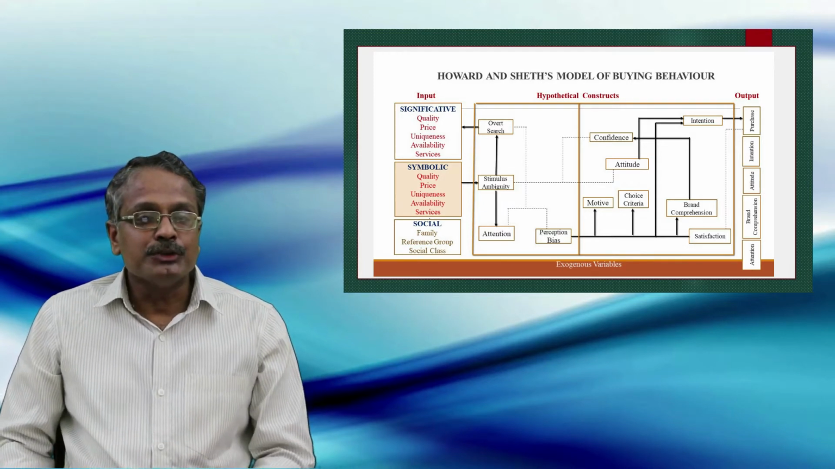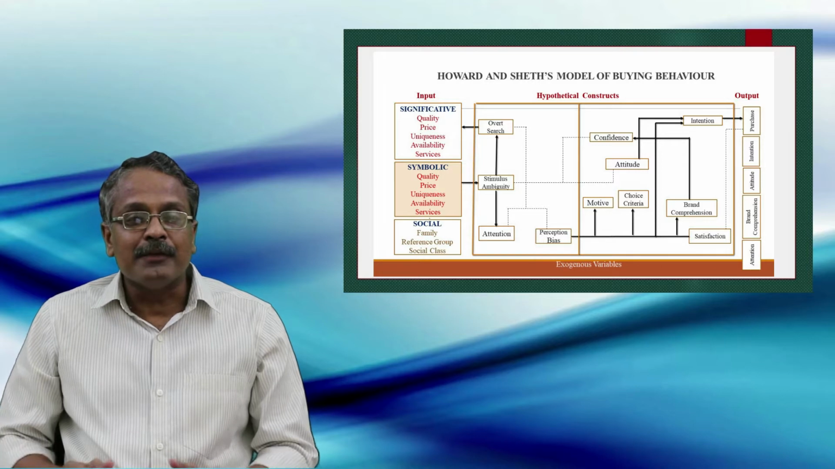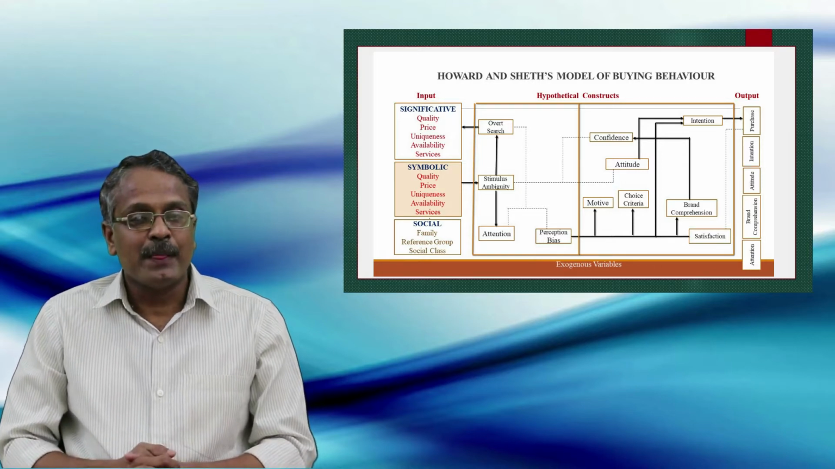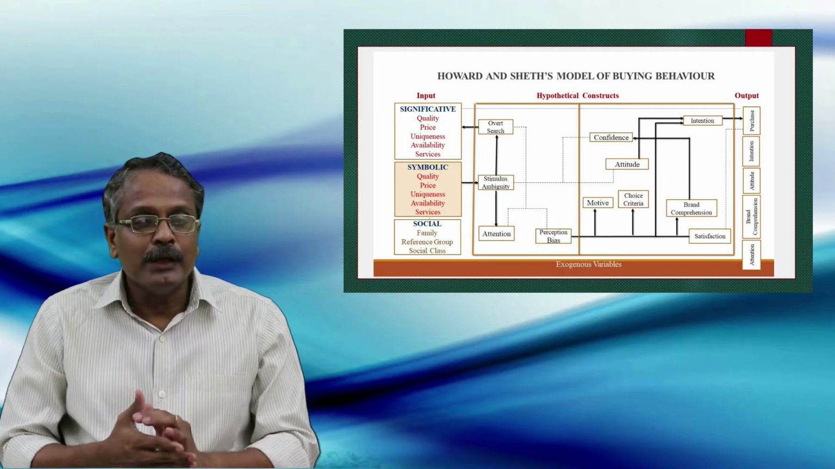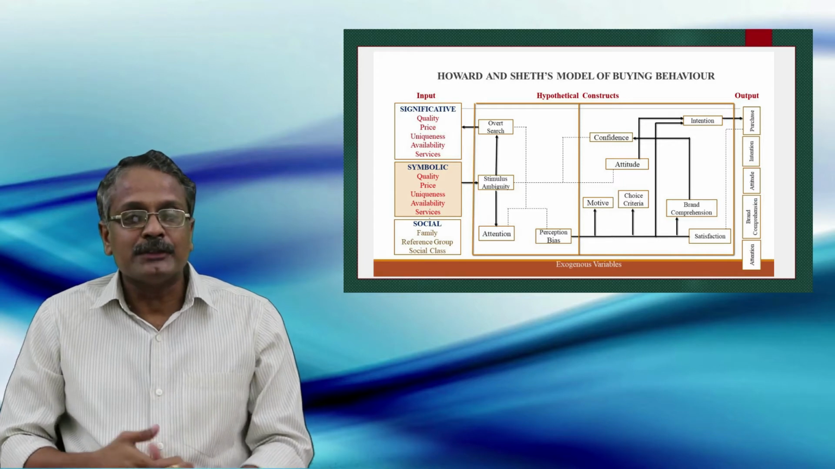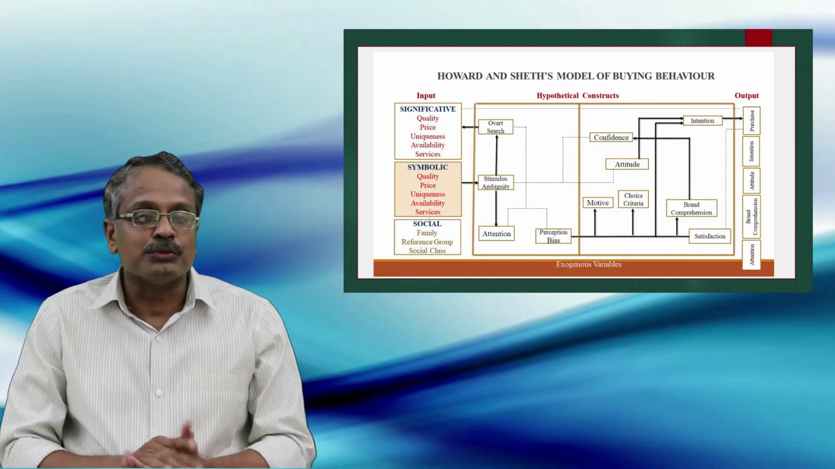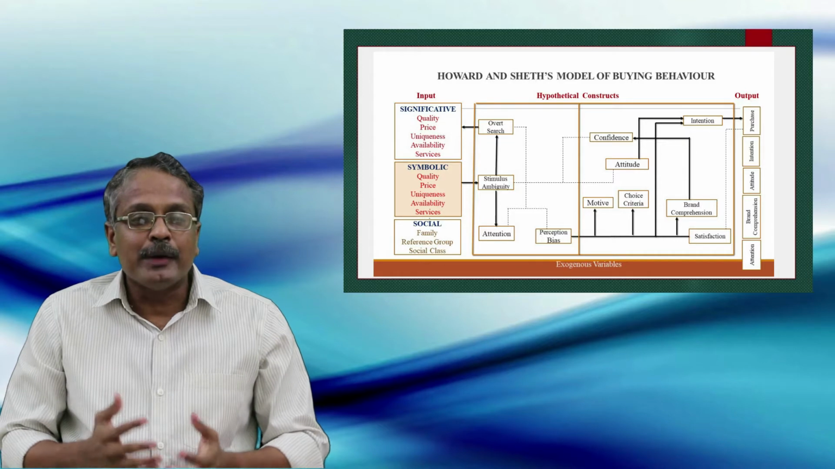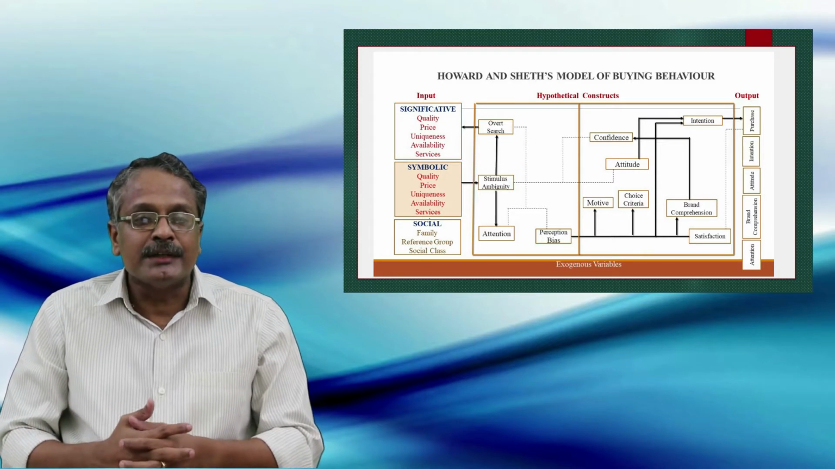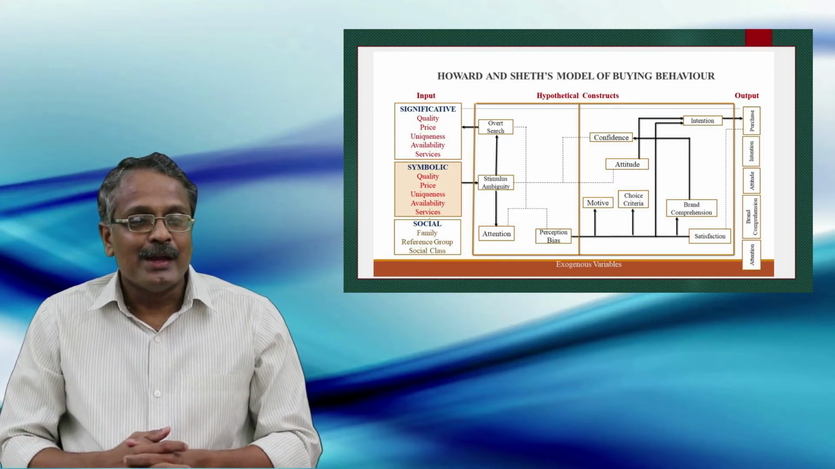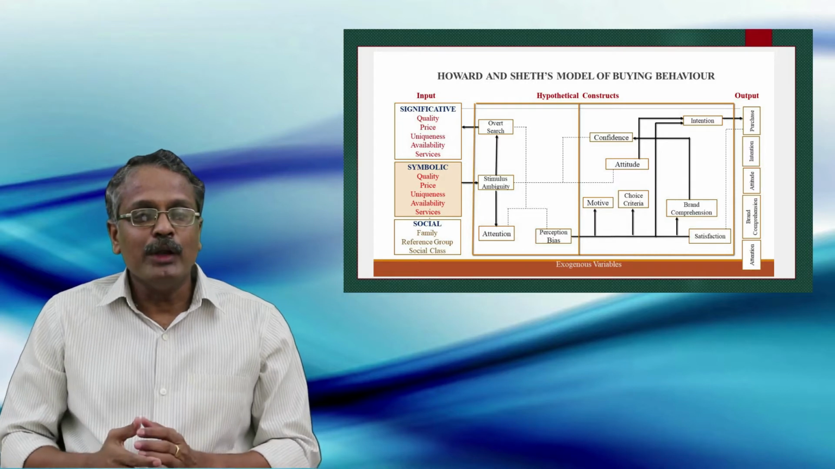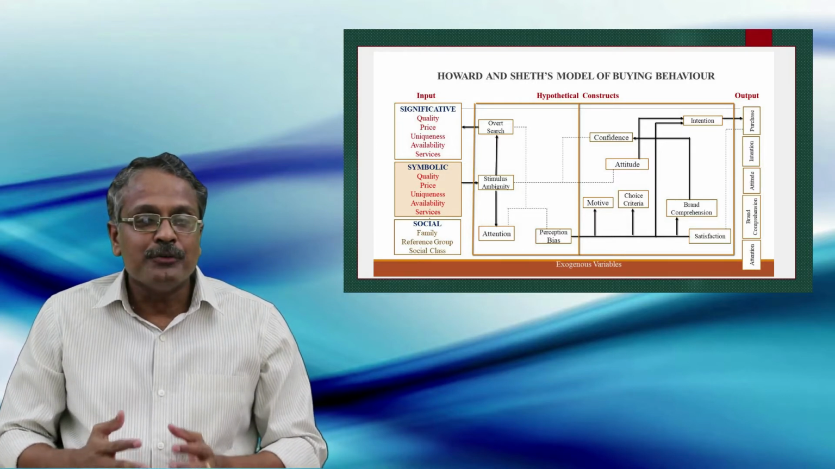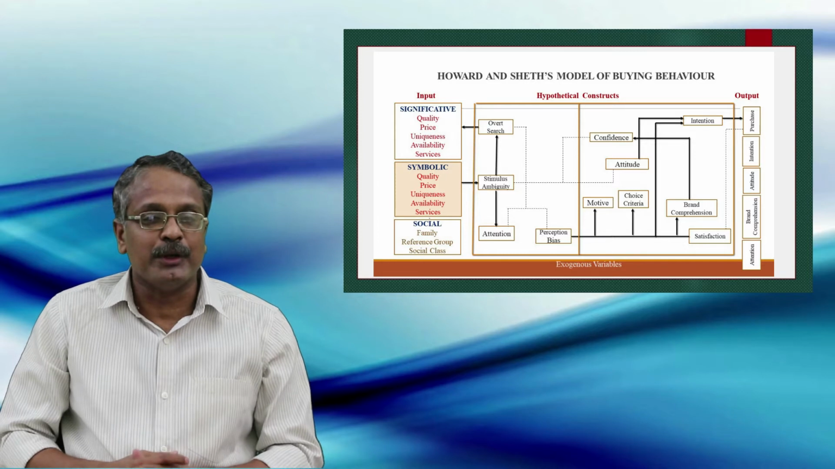Under significative stimuli, these variables are given as product features, but under symbolic stimuli, these variables are to be viewed from the part of the consumer. How the consumer interprets and understands these features. In other words, the symbolic stimuli are the consumer version of the significative stimuli.